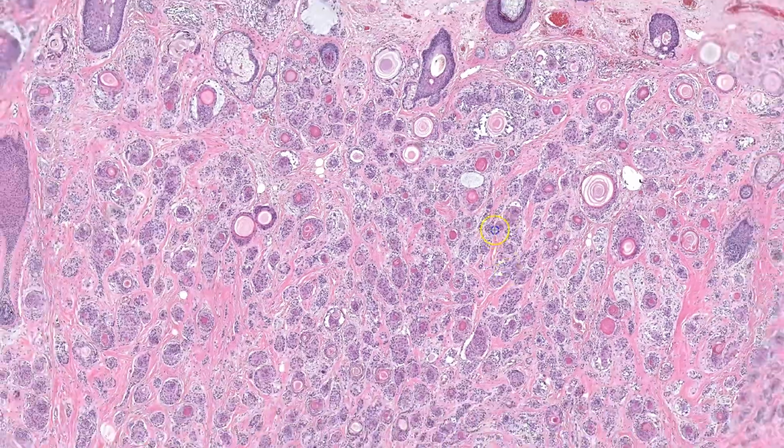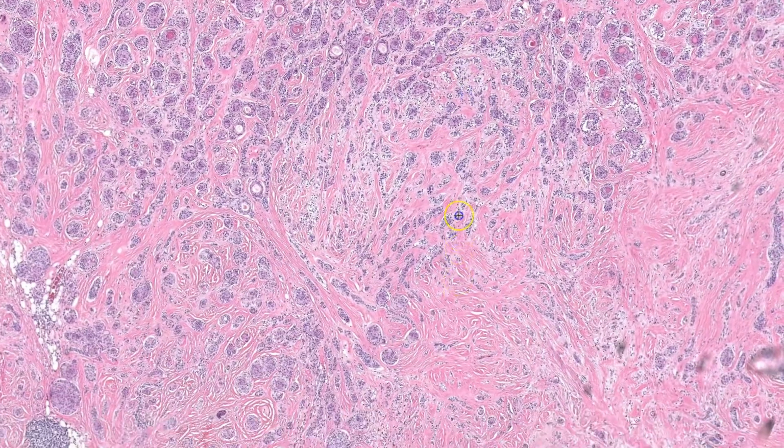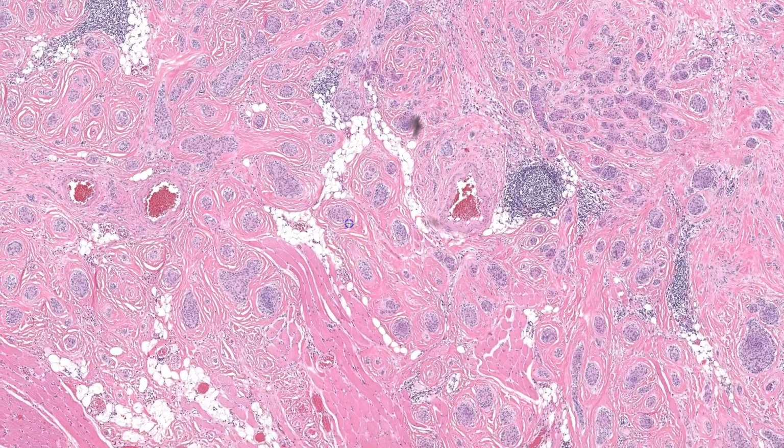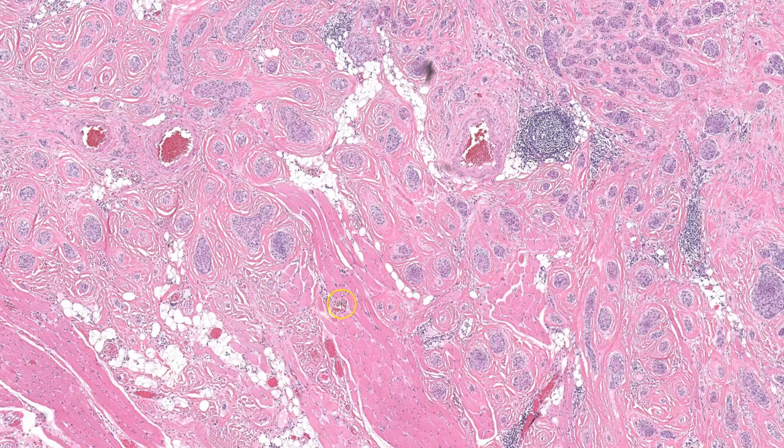And just to show you that these nests and cords extend all the way into the skeletal muscle, see right here. Also, there is perineural invasion, although I couldn't find a good example in this particular section, but that is an important feature to note for this lesion.